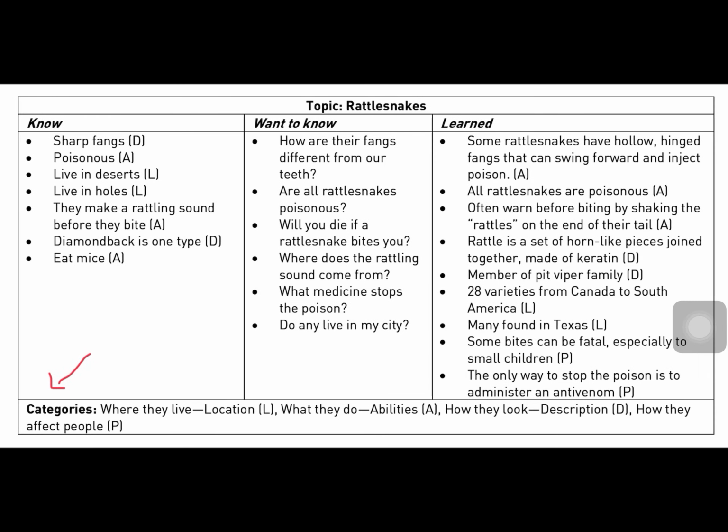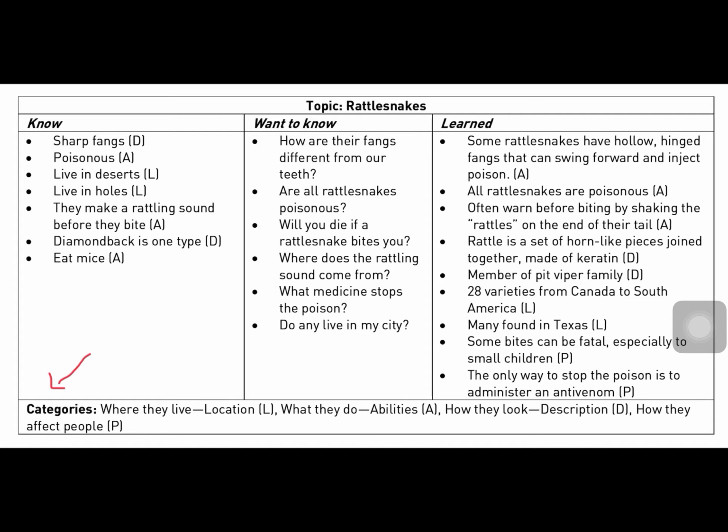I'll give an example. This chart is about rattlesnakes. So you have know, want to know, and learned. You can see all the different characteristics about rattlesnakes. They're poisonous, they live in deserts, they live in holes, etc. And you classified these characteristics.